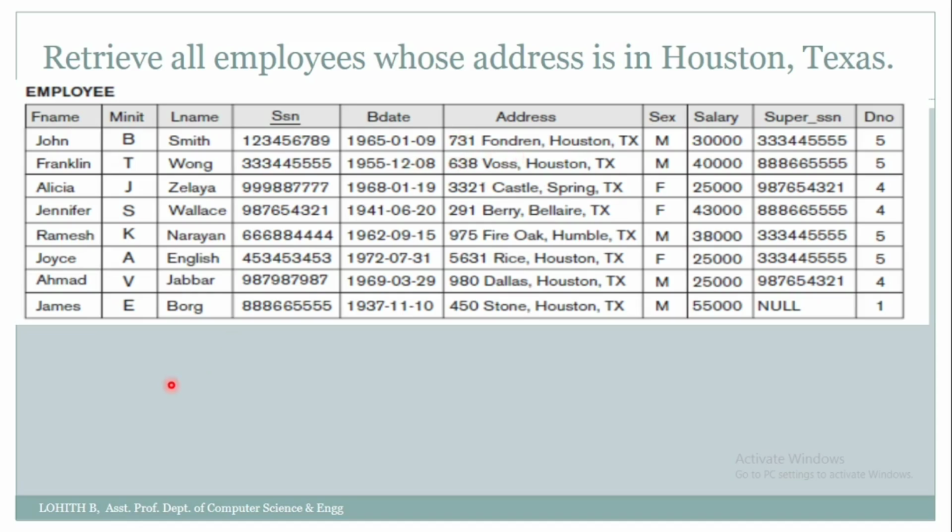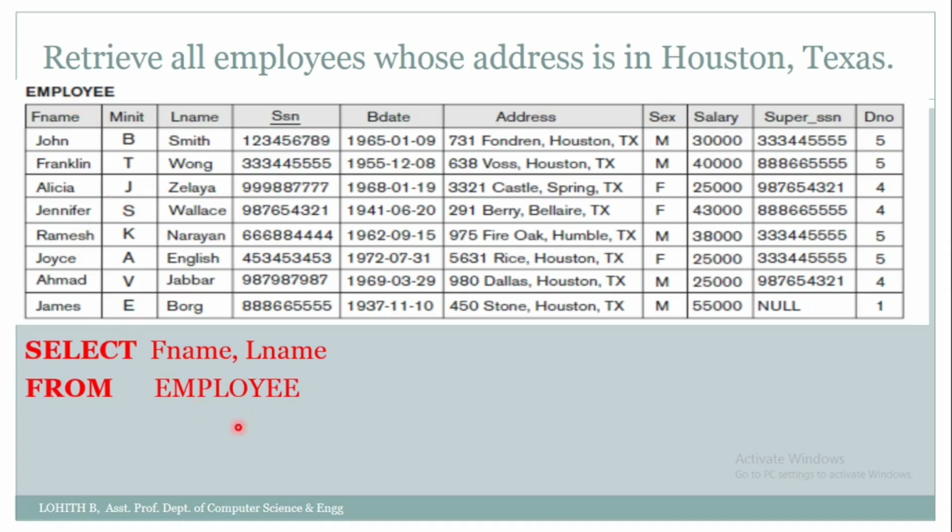First, in the SELECT clause we will be selecting the first name and the last name, and in the FROM clause we'll just use the table name, employee. What should be the WHERE clause? WHERE address LIKE percentage, which means it will match 0 or more characters. Again, after Houston and TX it will match 0 or more characters. So this is how it will match.